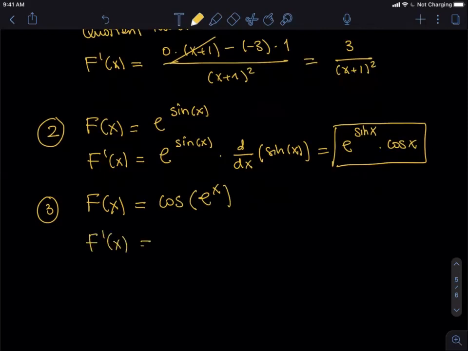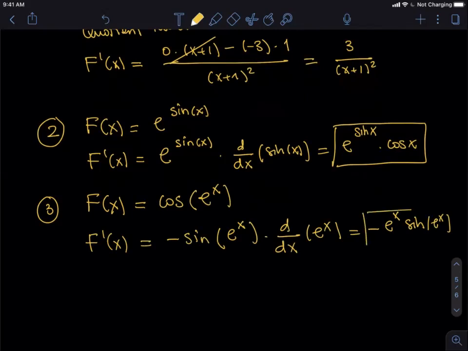So now, first, I take the derivative of the outside function, which is the cosine. So that gives minus the sine, evaluated at exponential of x times the derivative of the exponential, which is the exponential itself. So this is minus e to the x sine of e to the x.